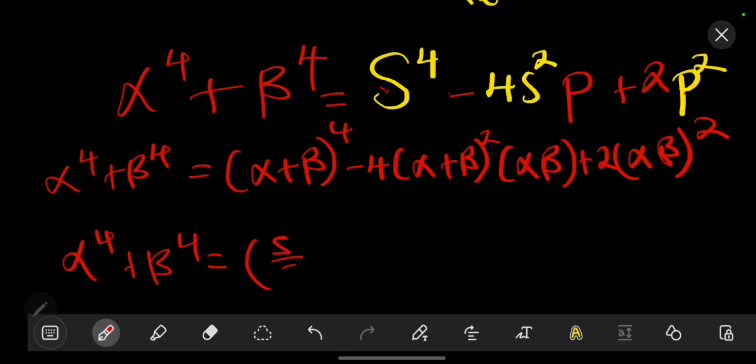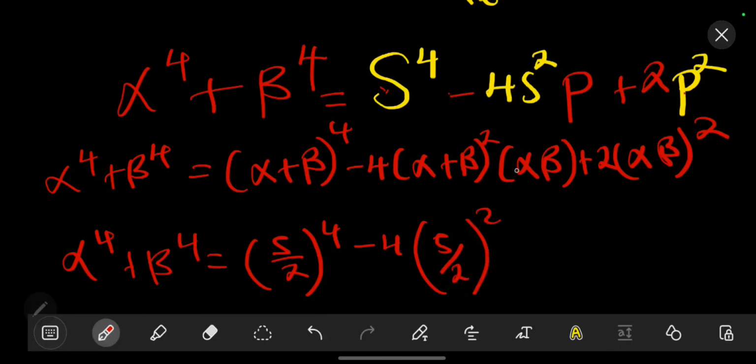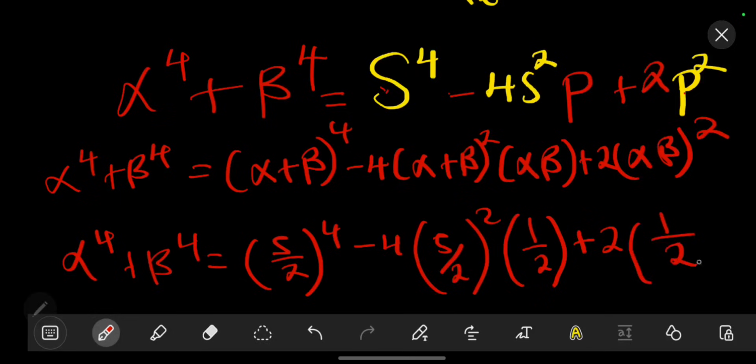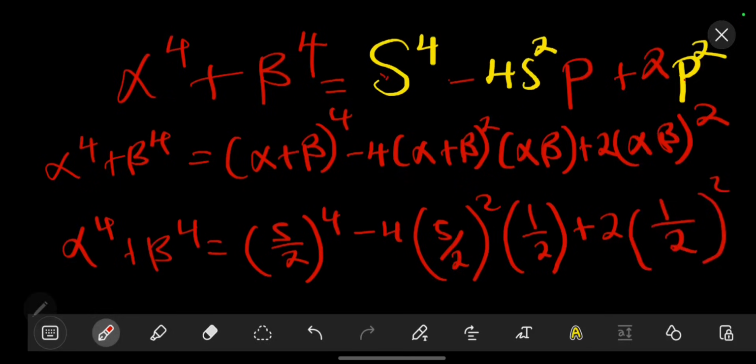Alpha plus beta was our 5 over 2 to the power 4. Then we have minus 4, alpha plus beta is 5 over 2 to the power of 2. Then alpha beta is 1 over 2. Then we have plus 2 alpha by beta, which is giving us a value equivalent to 1 over 2. Then we have a squared there.